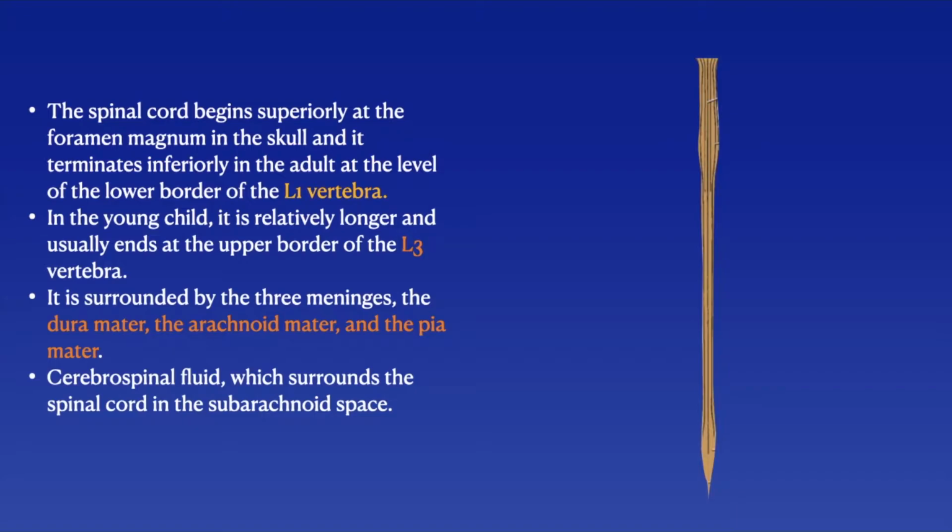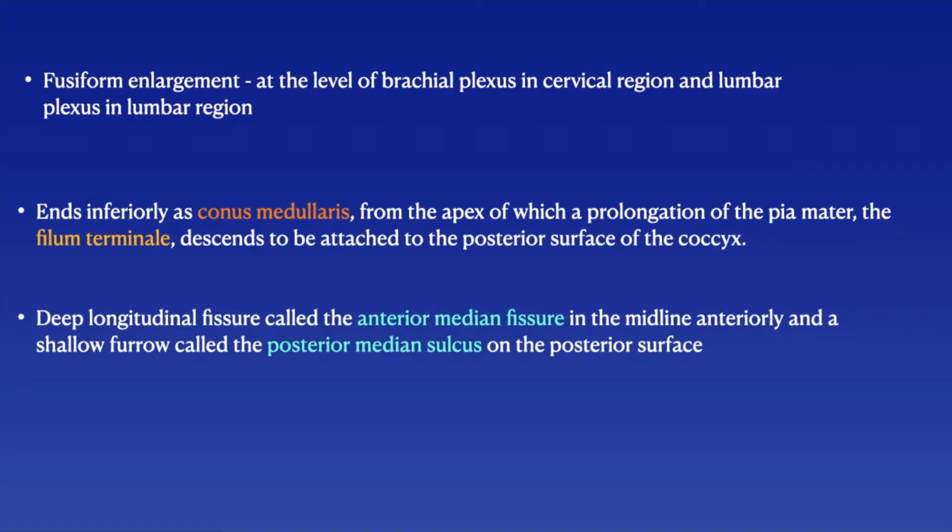It is surrounded by three meninges: the dura mater, arachnoid mater, and the pia mater. Cerebrospinal fluid which surrounds the spinal cord is in the subarachnoid space. The fusiform enlargements at the level of the brachial plexus in the cervical region and the lumbar plexus in the lumbar region are two in number: the cervical and the lumbar enlargements.